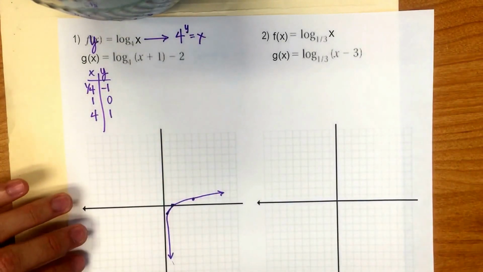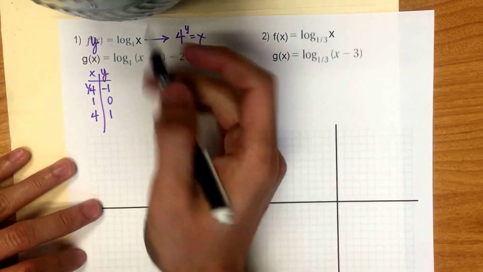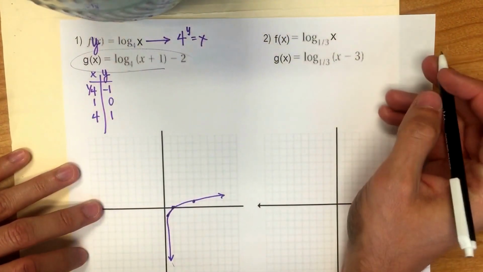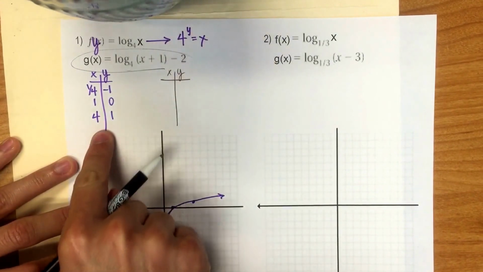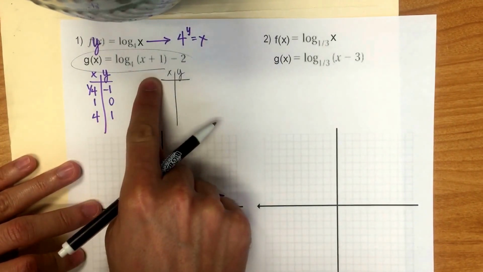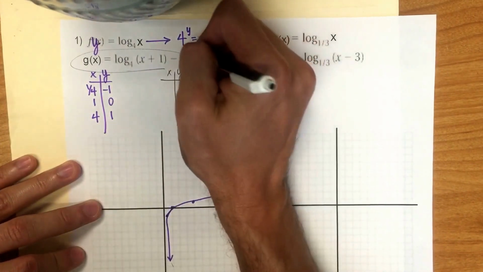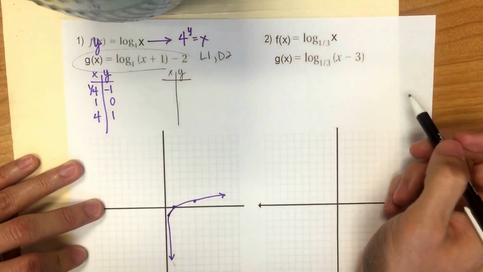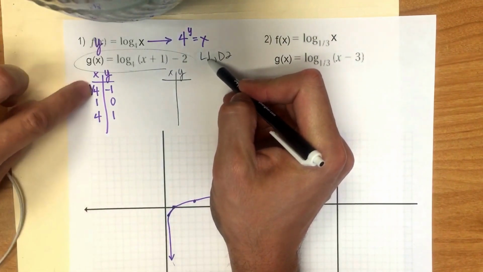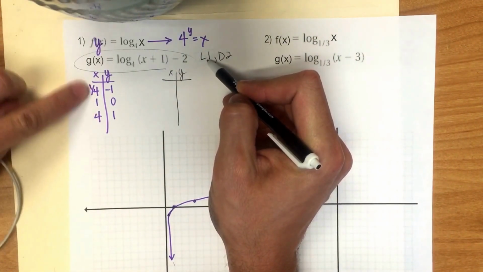So what am I going to do now? I have this, and that's great, but I'm actually trying to graph this thing. So what do I do? I'm going to make an XY table based off of the one I already made using the shifts here. A +1 takes me left, and -2 takes me down. All I'm going to do to move left is subtract 1 from all of these numbers.